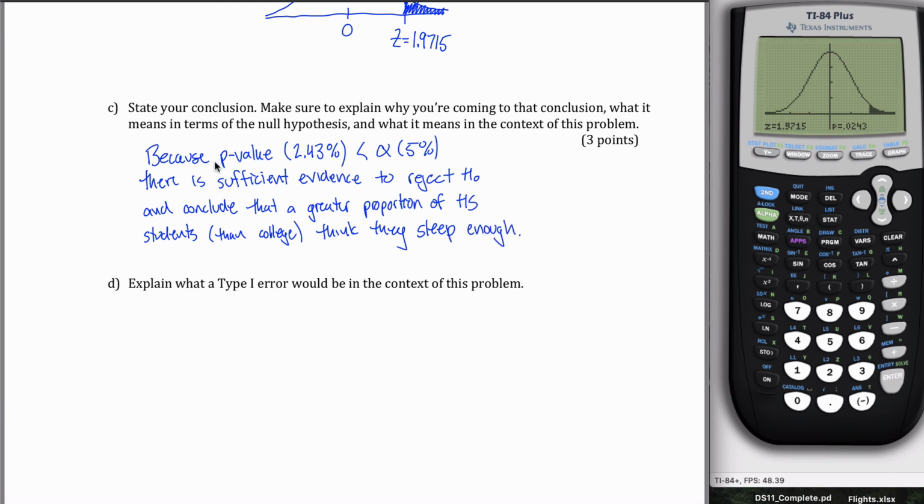Three things. Why are you doing what you're doing? Because p-value is less than alpha. What's that mean for the null? It means reject the null. What's that mean for the claim? It means the claim is true. So I'm just restating the claim down here. That's it for hypothesis testing.